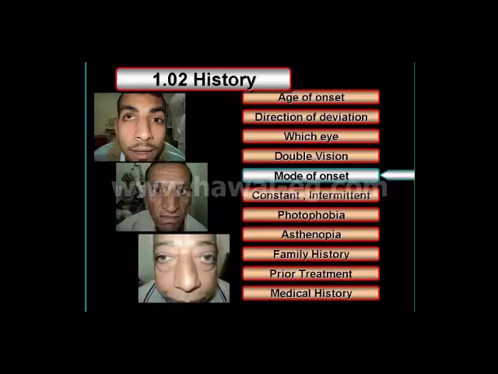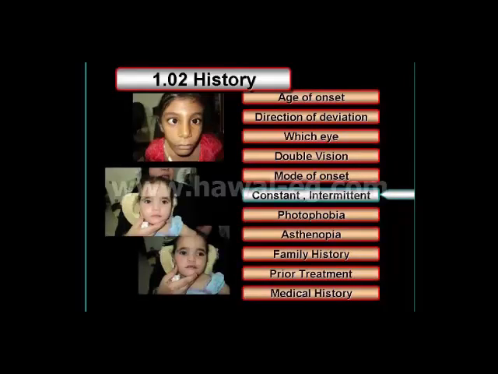Is there a history of diabetes or hypertension, like the second man who has left sixth nerve palsy? Is the onset gradual, like the third patient who has thyroid eye disease with an ocular motility disorder? Next question is, is the deviation constant, like this girl who had a constant esotropia in the right eye, or is it intermittent, like this child who has intermittent exotropia?